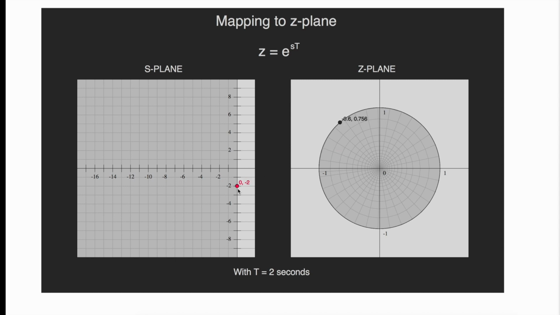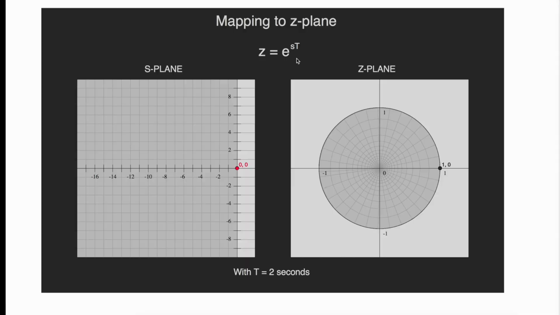Now here's the interesting part. If we start at a fairly negative j omega value and just start increasing it, you'll notice the black dot rotates around the origin again and again. This is the effect the imaginary part has on the mapping. It just rotates the mapping around the origin, while the real part dictates how far you are from the origin.